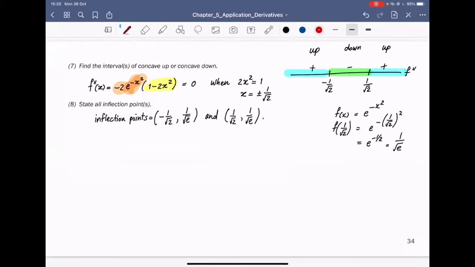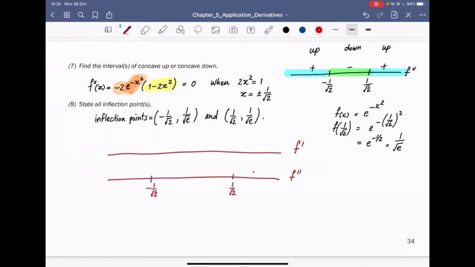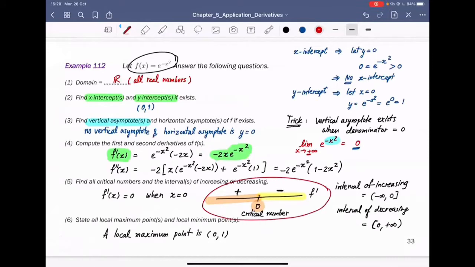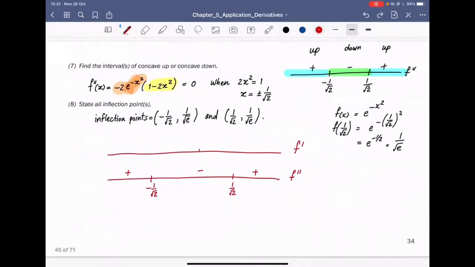As I told you last week, my technique is that I'm going to draw two real lines here. The first one is going to represent f prime. The second one is going to be f double prime. So my idea is I am trying to combine everything all together. For the second derivative here, I have the inflection points negative 1 over square root 2 and plus 1 over square root 2. So this is plus, this is plus, this is minus. This is for the second derivative. For the first derivative, I have only the number 0 here, so I'm going to put the critical number 0 here.